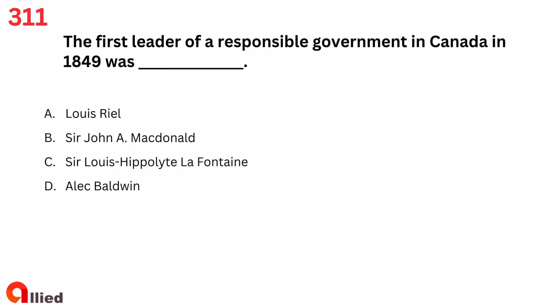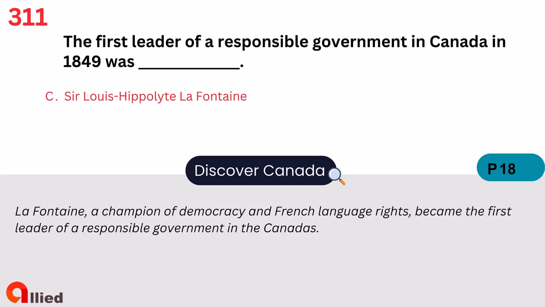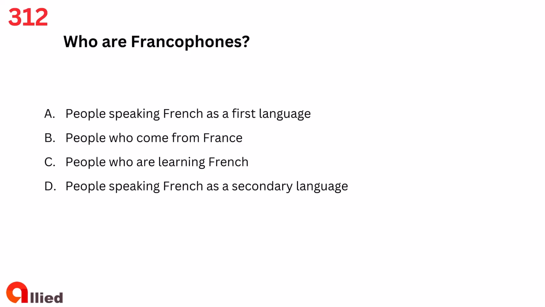Question 311. The first leader of a responsible government in Canada in 1849 was A. Louis Riel. B. Sir John F. Macdonald. C. Sir Louis Hippolyte Lafontaine. D. Alec Baldwin. The answer is C. Sir Louis Hippolyte Lafontaine.